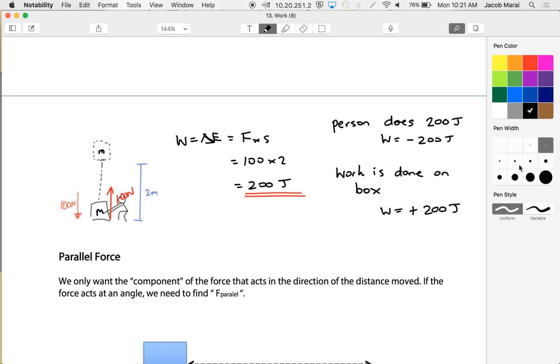So again, there's two ways to look at this. Work is done on the box. The box's energy changes by positive 200. It gains. The person does the work, so their transfer is negative. They've lost it. Okay? It must have been there to start with. So that's why chemical energy is sitting there. You all have millions and millions of joules of stored potential energy.